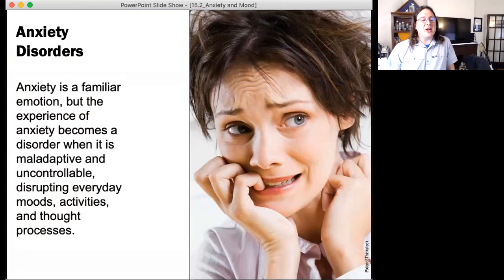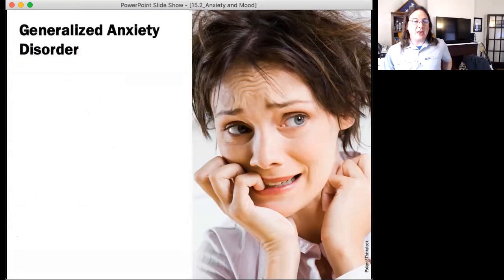What is anxiety? We all know what anxiety is, right? Anxiety is familiar to all of us, but the experience of anxiety becomes a disorder when it is maladaptive and uncontrollable, disrupting everyday moods, activities, and thought processes. Again, if somebody's functionality is being threatened, then we can say that they might have an anxiety disorder, right?